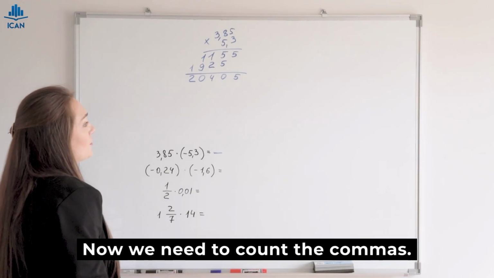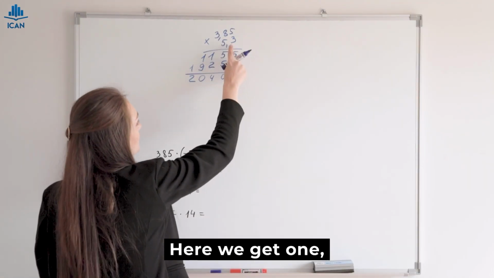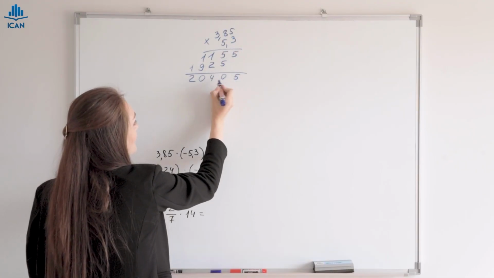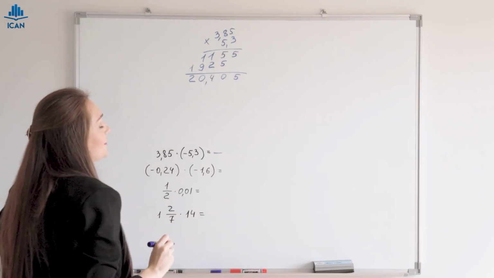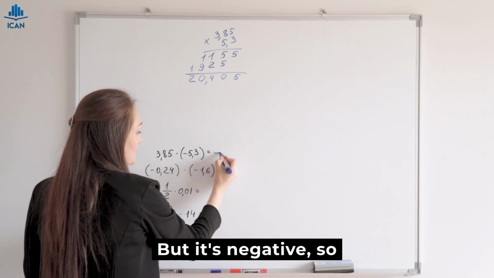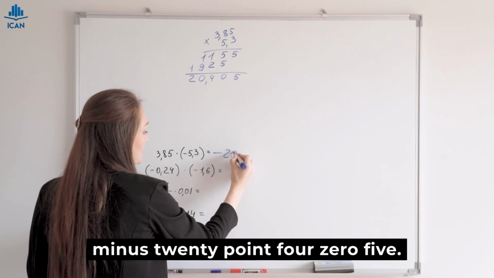Now we need to count the commas. Here we get 1, 2, 3 signs and a comma. 1, 2, 3. 20.405. But it's negative, so minus 20.405.